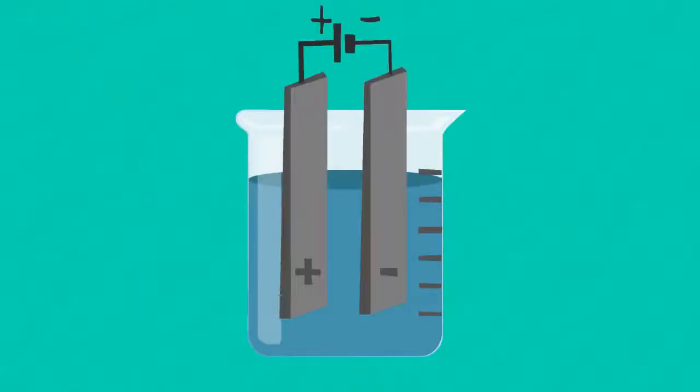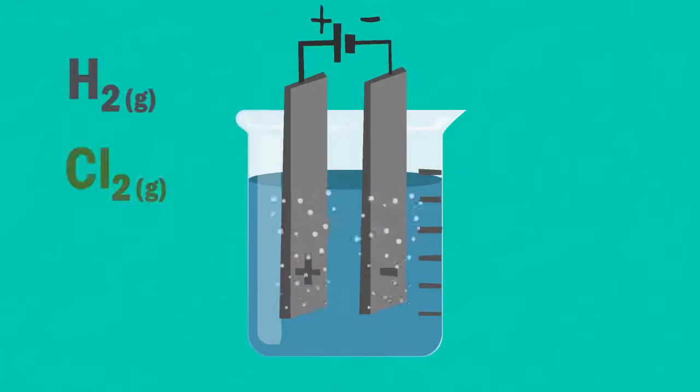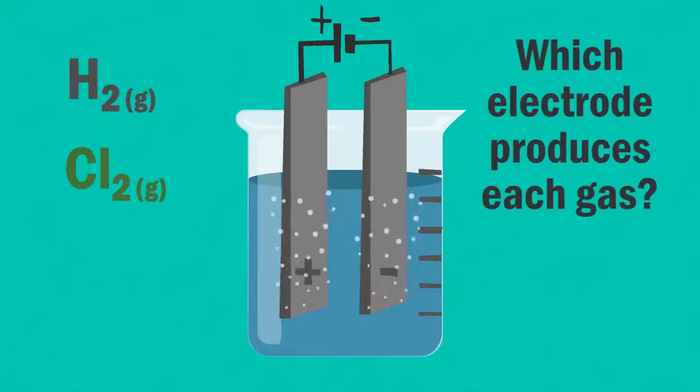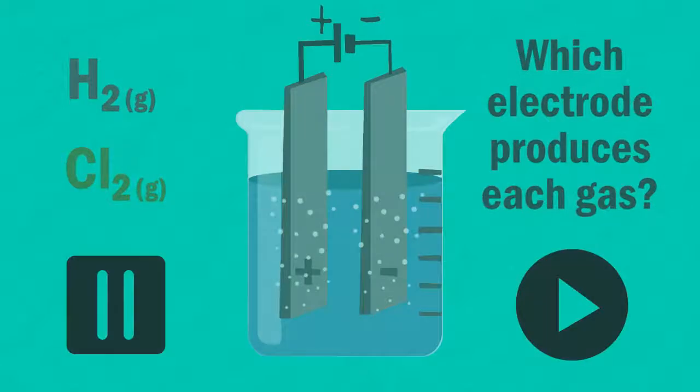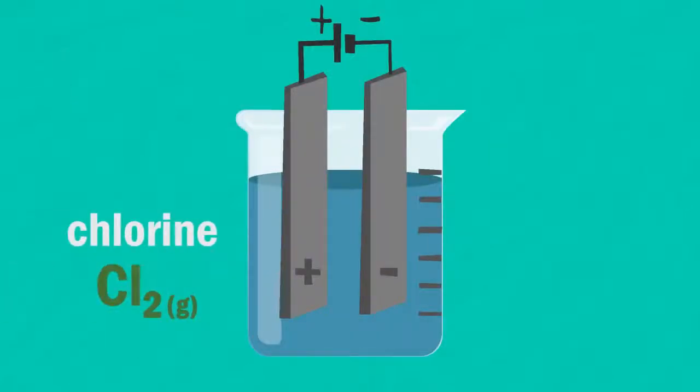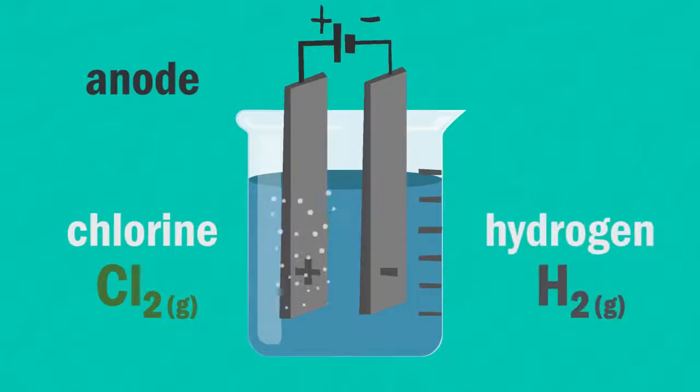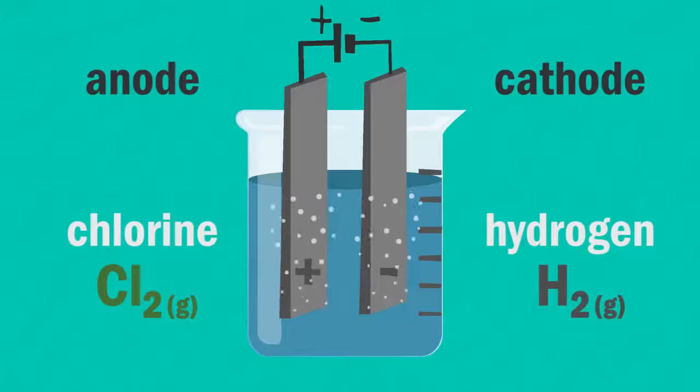When the current flows, you will begin to see tiny bubbles of gas forming at each electrode. Both hydrogen and chlorine gas are formed. But can you work out which electrode produces which gas? Pause the video and see if you can work it out. The chlorine is formed at the anode, that's the positive electrode, and the hydrogen is formed at the cathode, that's the negative electrode. Did you get it right?